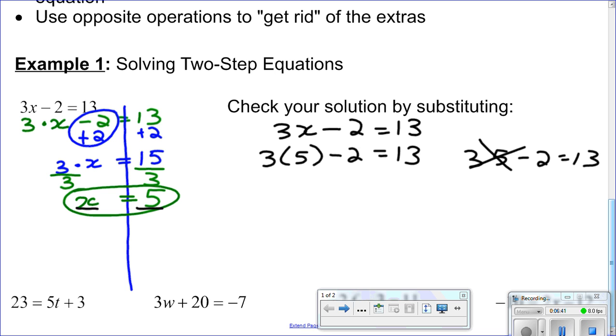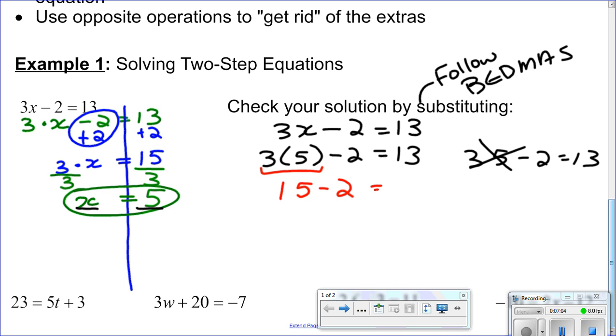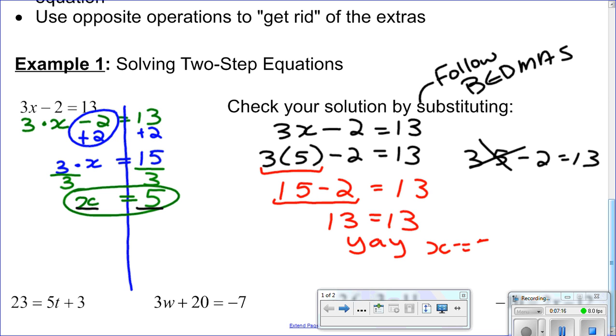So now when we are checking, we follow BEDMAS forwards. I know it's a bit confusing, but when we're checking a solution, we work forwards. When we're isolating a variable, we work backwards. So we're going to follow BEDMAS. So we have some multiplying, so we are going to multiply first. 15 minus 2 equals 13. And now I can subtract. 15 take away 2. 13 equals 13. Yay! x equals 5 is our solution. Oh, that was bad.